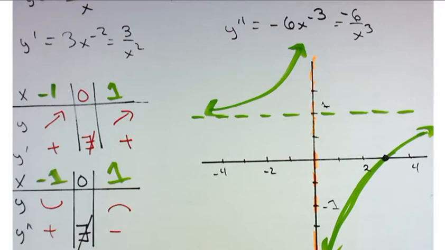Is that where you should start the graph, like the x and y intercepts? Is that where you think you should start the graph?